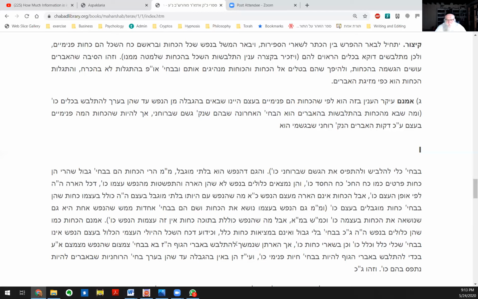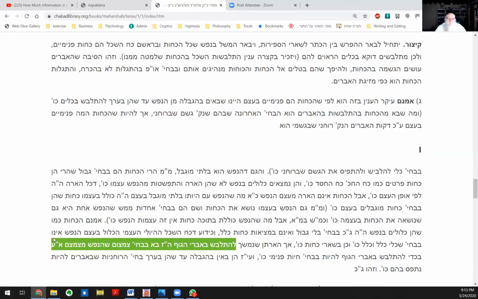And that's only ha'ora. The nefesh has to be mitzumtzam in order to.